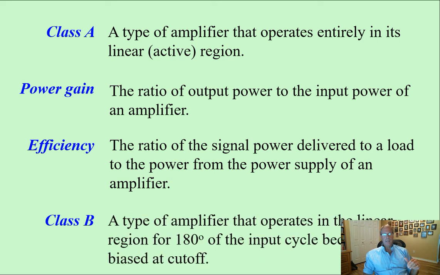Interestingly enough, class B operates only in 180 degrees of the input cycle because it's biased at cutoff. We don't use class B that much. We use class AB with those diodes in there in order to get rid of what? To get rid of the crossover distortion.